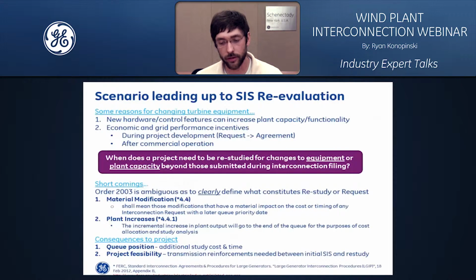Likewise, the entire economic feasibility of the project could be jeopardized, and essentially the project may need to be scrapped due to the fact that additional transmission reinforcements may need to be put in place between the original interconnection filing and the time you have performed the second round of the system impact study.